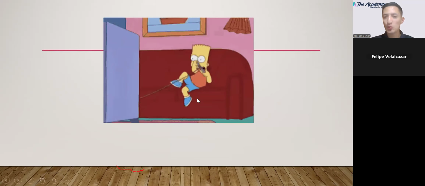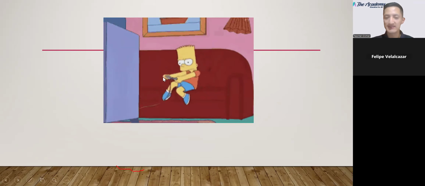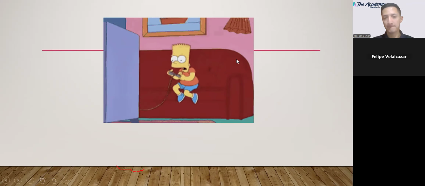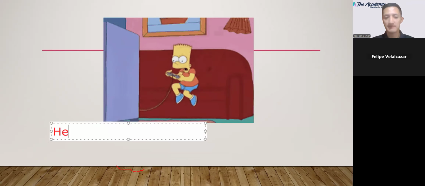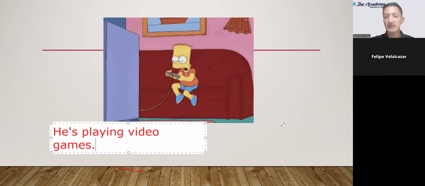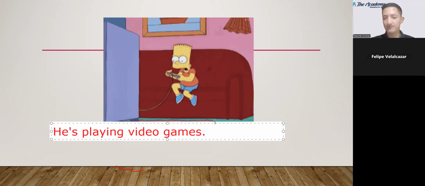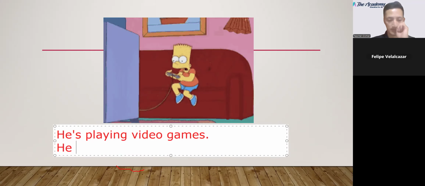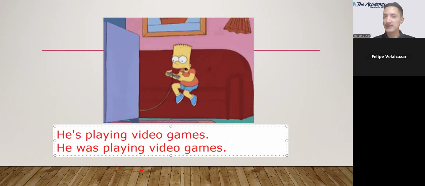Can you tell me what Bart Simpson is doing in this picture? In present continuous, he is playing video games. Excellent. Present continuous, right? And what about past continuous? He was playing. Excellent. He was playing video games. In this case, it is an action that he did in the past, but in a continuous form. Él estaba jugando. He was playing video games. Okay.